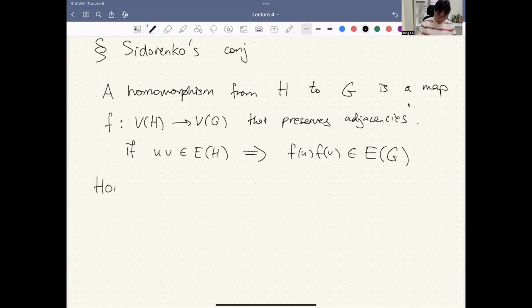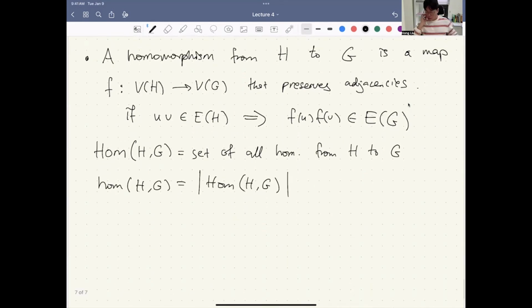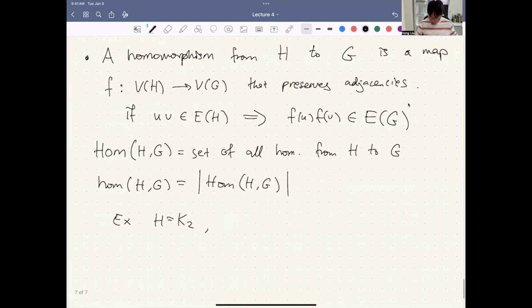We're going to use this notation, Hom(H, G), to be the set of all homomorphisms from H to G, and little hom(H, G) to be the cardinality. All right. So let's look at a simple example. If H is just an edge, you take arbitrary G. What is this?